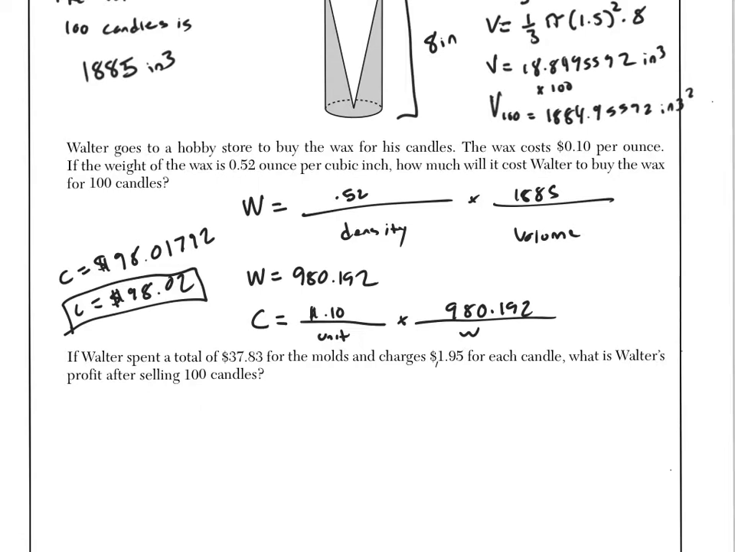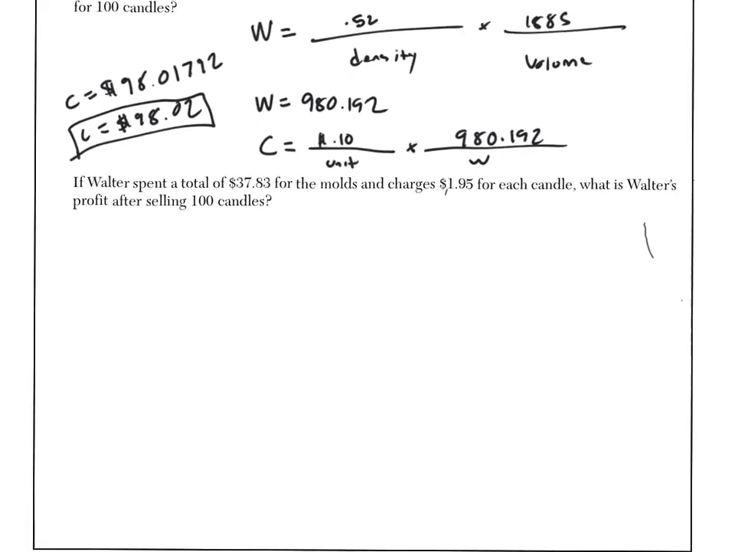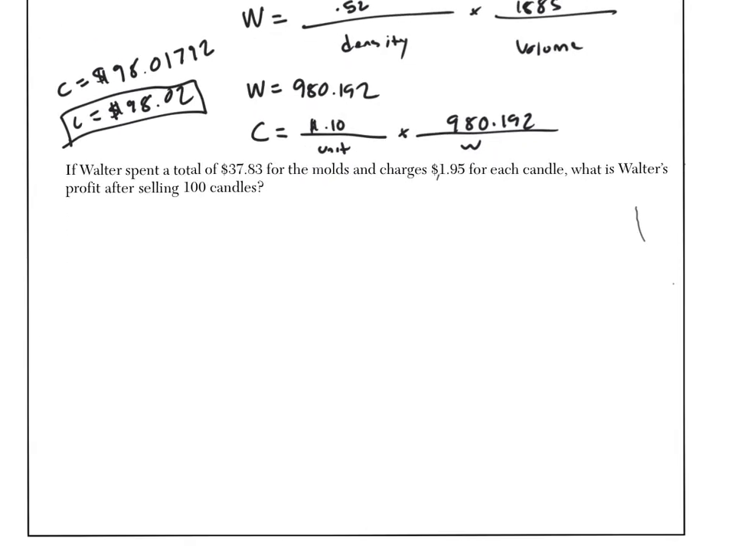Then finally, the third part of this question is, if Walter spends a total of $37.83 for the molds and charges $1.95 for each candle, what is Walter's profit after selling 100 candles? So his total costs are going to be $37.83 for the molds plus the $98.02 that he spent on the actual wax. So that comes out to $135.85. All right, that's his total cost.